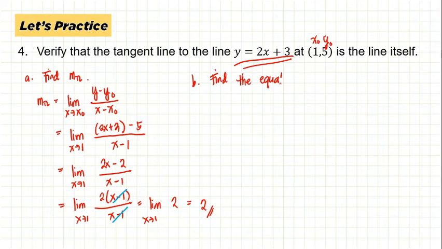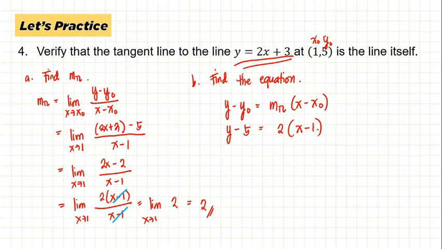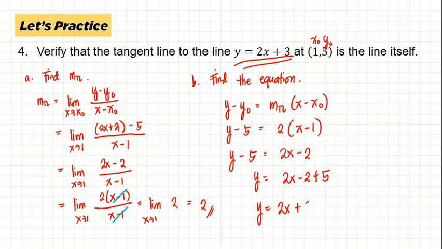Dapat ang makuha nating equation ay the same with y equal to 2x plus 3. So we have the formula y minus y sub o equal to m sub TL times the quantity x minus x sub o. So we will have y minus y sub o is 5 equal to m sub TL is 2 times the quantity x minus x sub o is 1. Now, simplifying, we will have y minus 5 equal to, distribute, you have 2x minus 2. So we will have y equal to 2x minus 2 plus 5. And that is y equal to 2x plus 3. So as you can see, the tangent line is just the line itself.